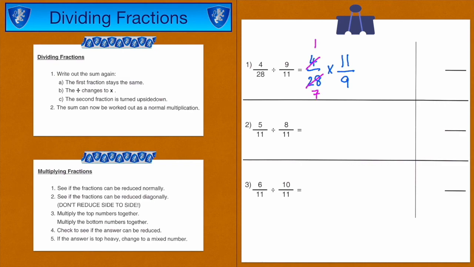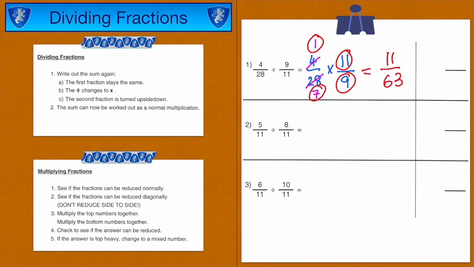I can't do anything with 11 and 9. I can't do anything with 1 and 9. I can't do anything with 7 and 11. So we multiply what we've got left. So we've got 1 times 11 is 11 at the top, and 7 times 9 is 63 at the bottom.